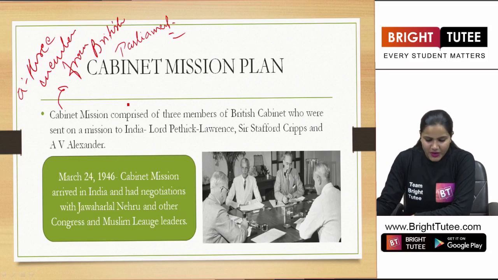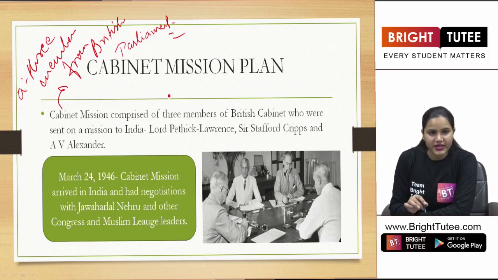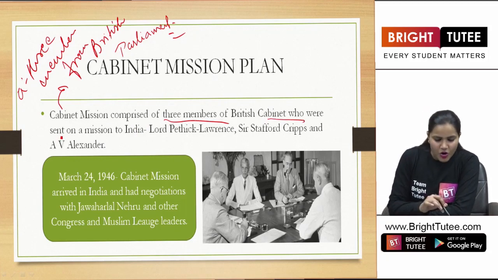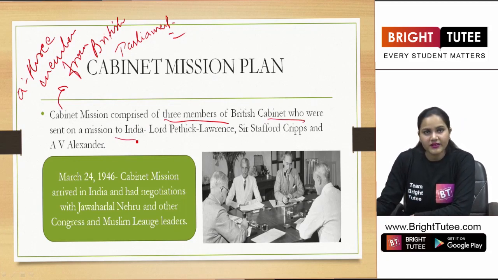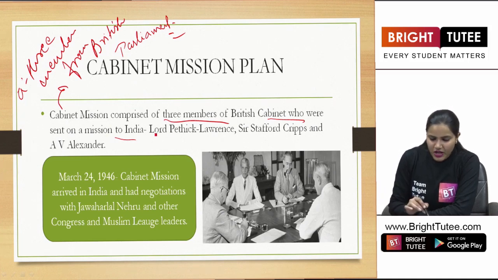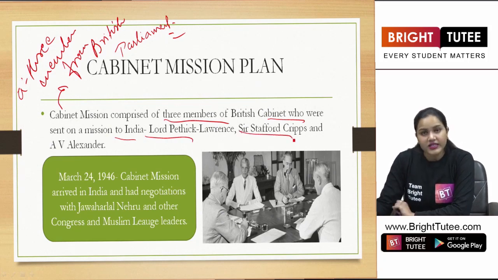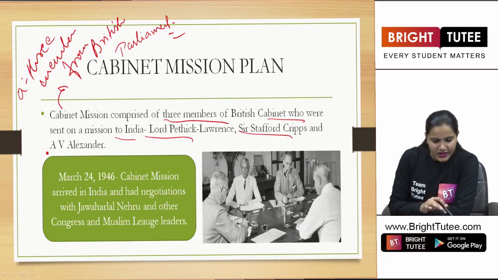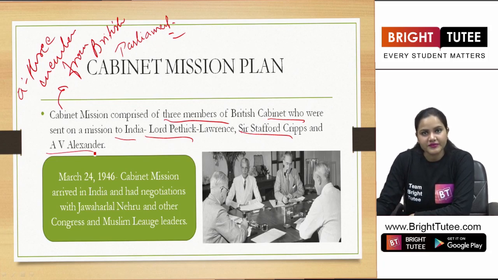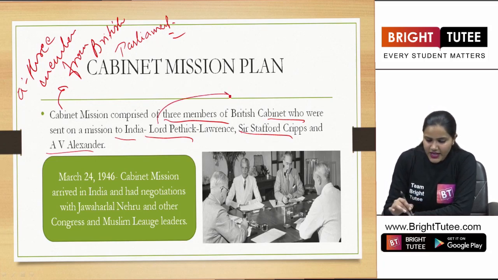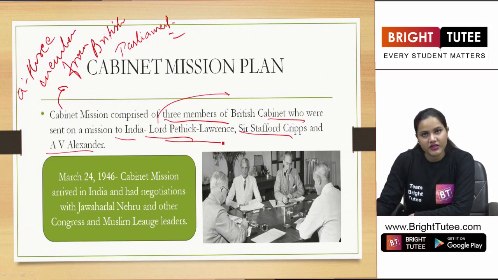The Cabinet Mission comprised three members of the British cabinet who were sent on a mission to India. And who were these members? These members were Lord Pethick Lawrence, Sir Stafford Cripps, and A.V. Alexander. The mission was headed by Lord Pethick Lawrence.